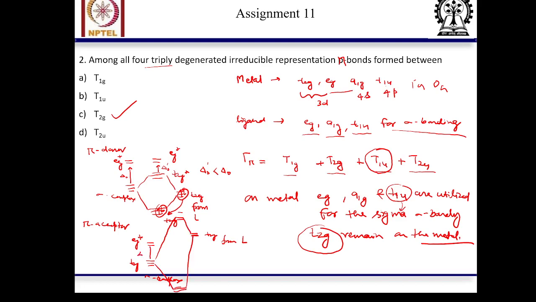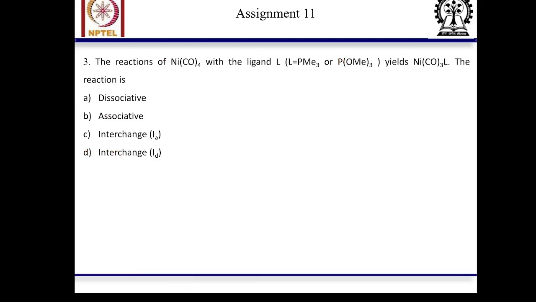Previously your delta was this, now your delta will be this. So this is your delta dash. So basically your delta dash will always be greater than delta 0. That's why pi acceptor ligands are basically stronger compared to pi donor and sigma ligands. Okay, now let's go to the next question.